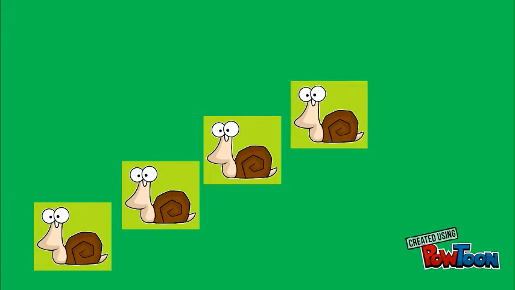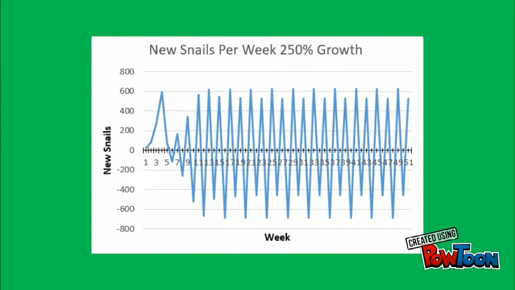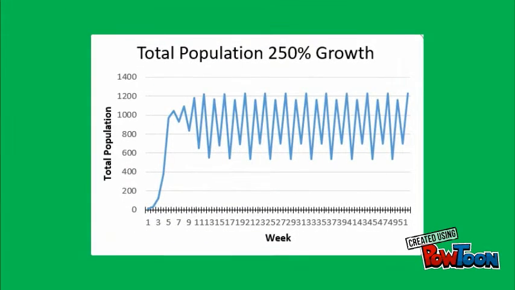So far, the snails have been assuming in their calculations that they will only gain new snails and not lose any existing snails. If they remove this restriction and allow for a negative value of new snails per week, the charts become more erratic as the growth rate increases.